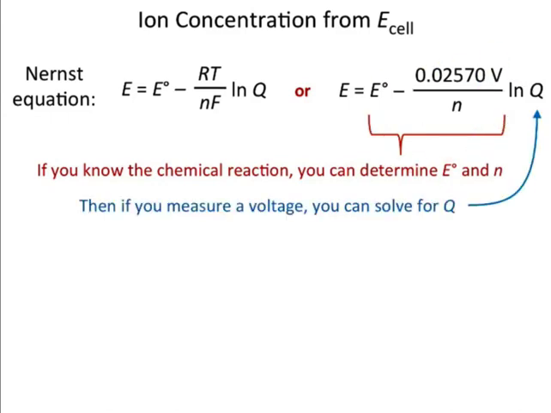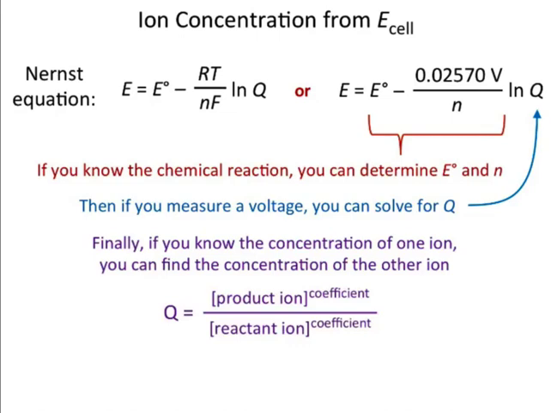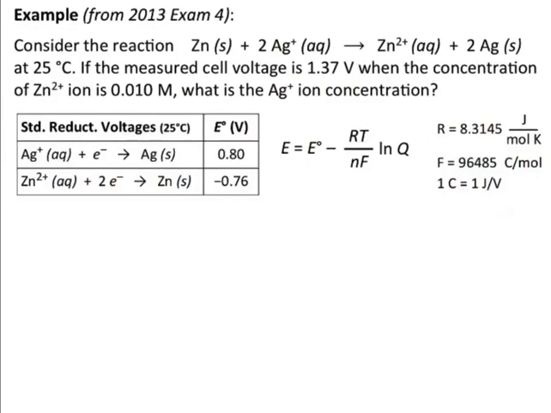And so if you measure a voltage over here, then you can solve for Q. And once you know what Q is, you can then deal with the two ions here. If you know the concentration of one, you can find the concentration of the other, and vice versa. So basically, this is just using the Nernst equation and solving for Q and something inside Q. Some textbooks don't even make a section about it. Your textbook does, which I appreciate, actually, because it's nice to have it presented to you differently.